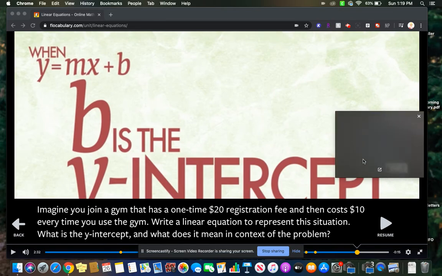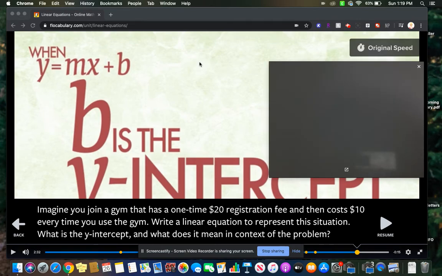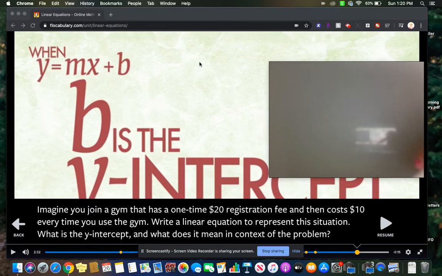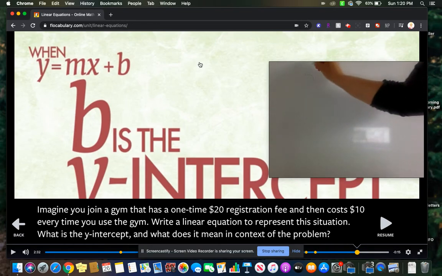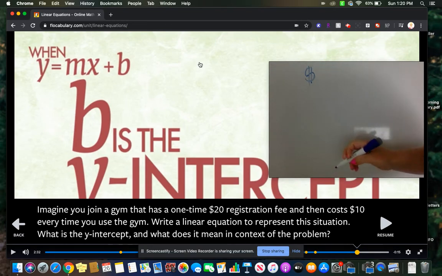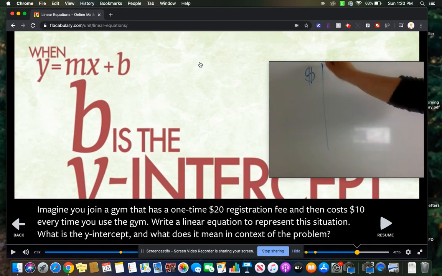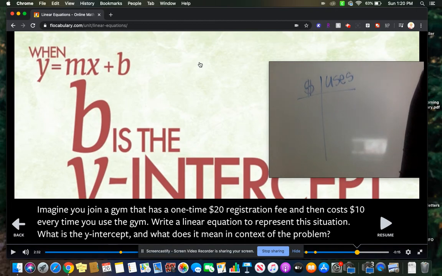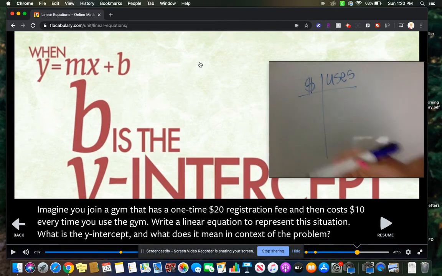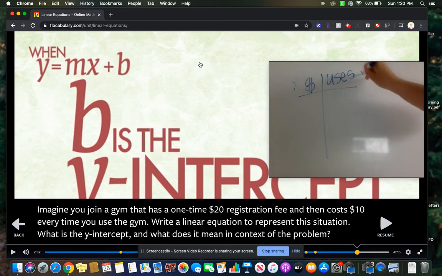So let's go ahead and check this out. Let's see if I can make this bigger. Okay, so I'm going to set it up as a table, okay? Here I have my amount of money that I have to pay. And this column here, I'm going to go for uses of the gym, because it's $10 every time you use it. So this is how I'm going to set up my table. Here I have my Y, and here I have my X.